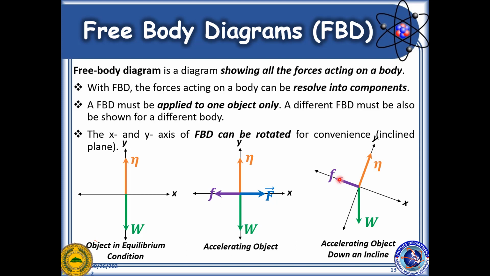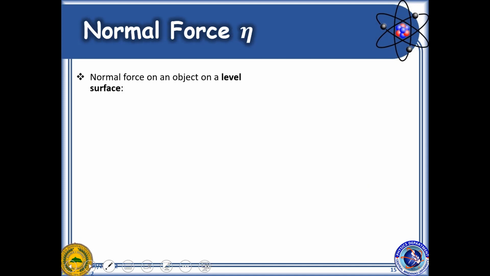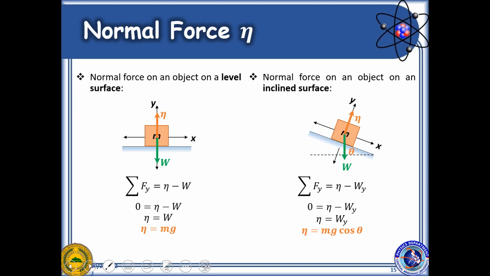So the x and y axis of the free body diagram can be rotated for convenience. In the case of an inclined plane, we can rotate the x and y axis. So let us define the normal force, denoted by the letter N. The normal force is the support force exerted by a surface on any object that it is in contact with. For example, you have an object on a level surface.